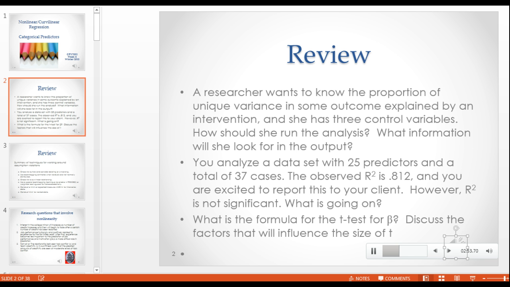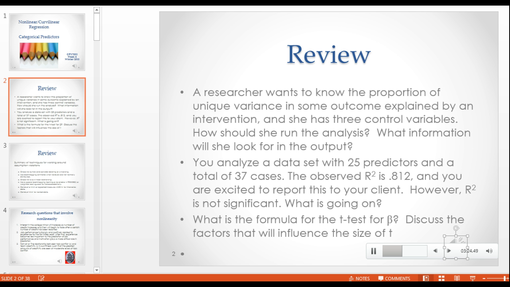So let's say you observe an R-squared of 0.81, and you are excited to report this to the client because it appears that you're explaining a huge portion of the variance, like 81%, so that's really exciting. However, this R-squared isn't significant, so it's very large but not significant. What is going on? Well, what is going on is that K is approaching our N.